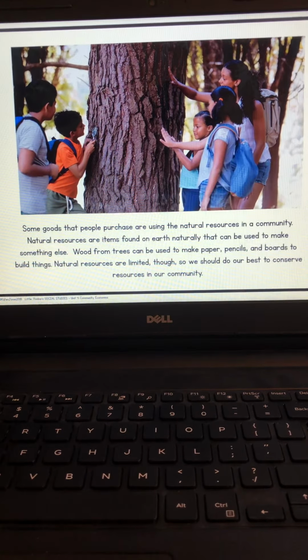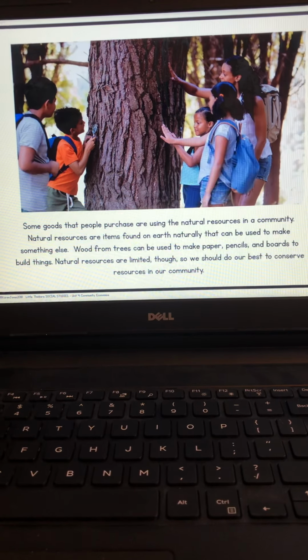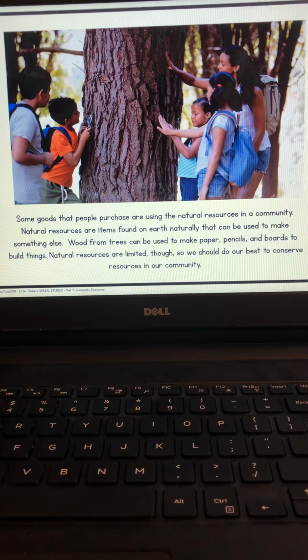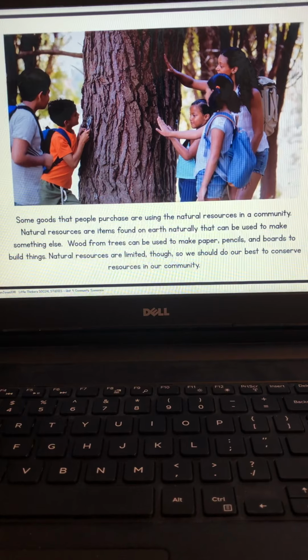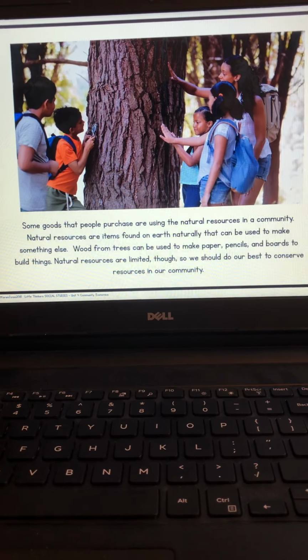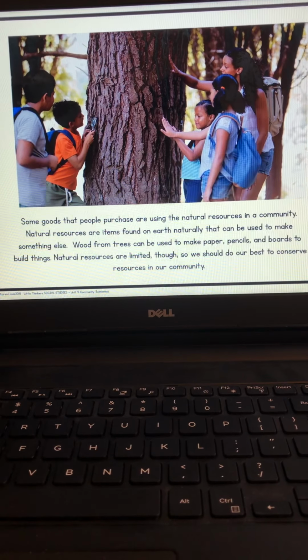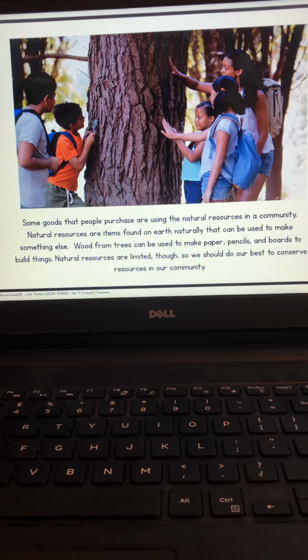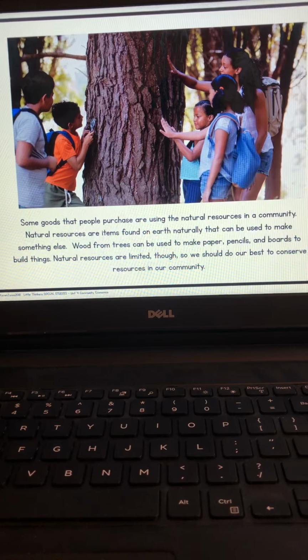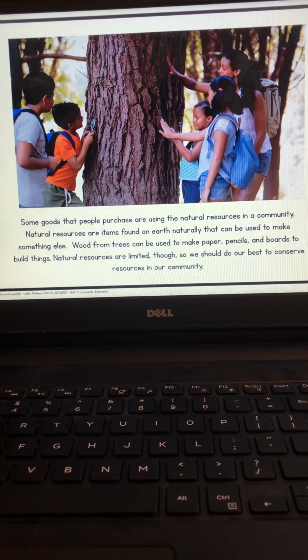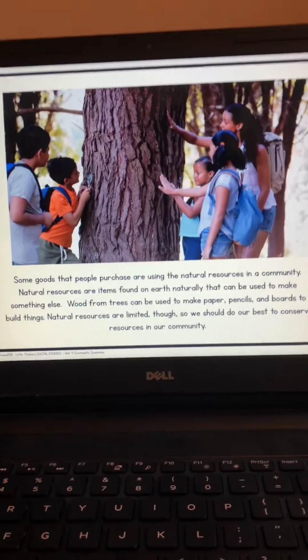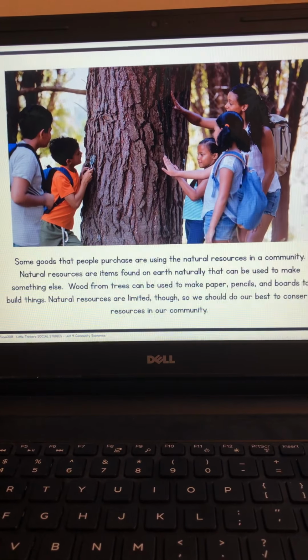Some goods that people purchase, remember purchase means buy, use the natural resources in a community. We talked about natural resources a couple times before. And just a reminder, a natural resource is just something that we find in our earth. It's not something that people make. In fact, there was stuff that was around before people were. For example, trees.